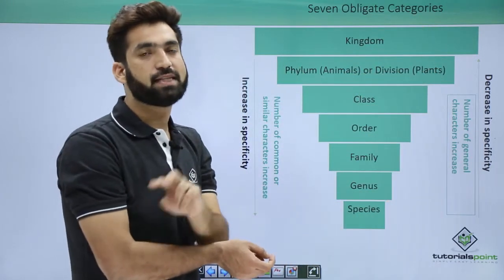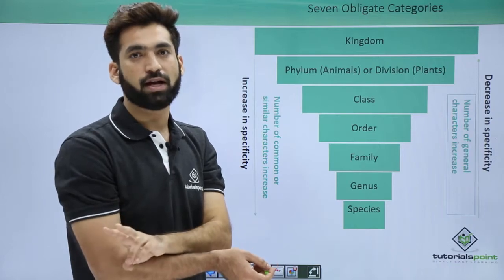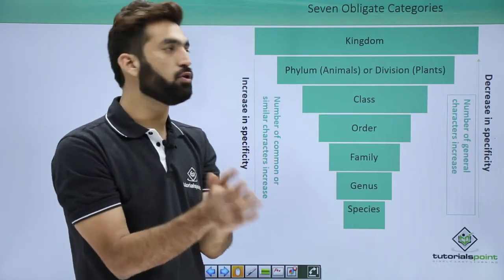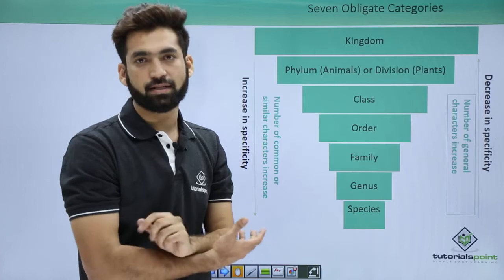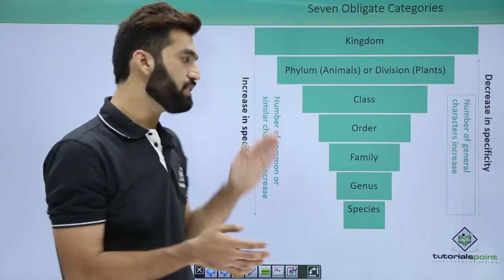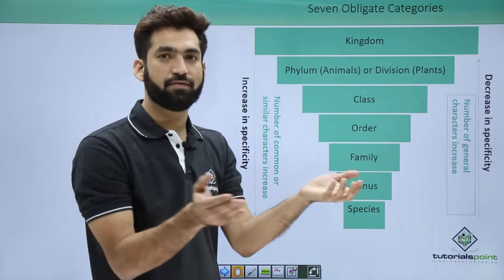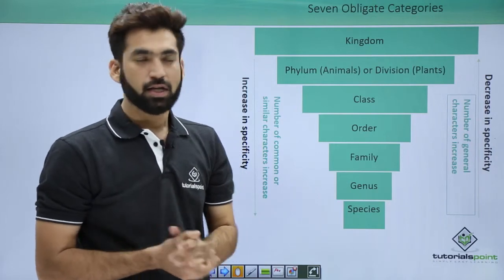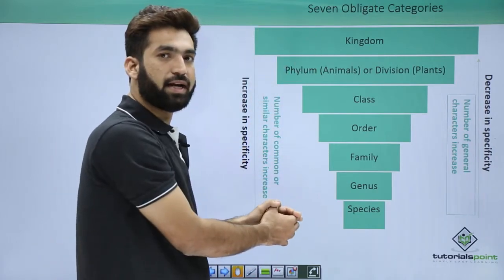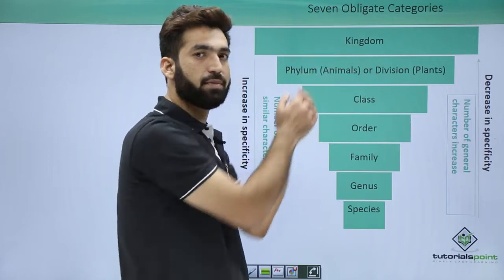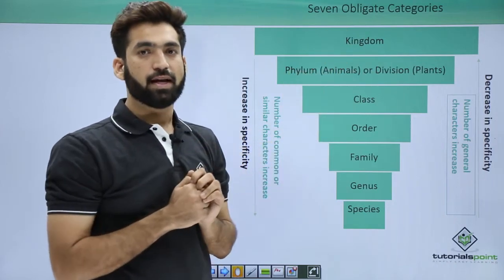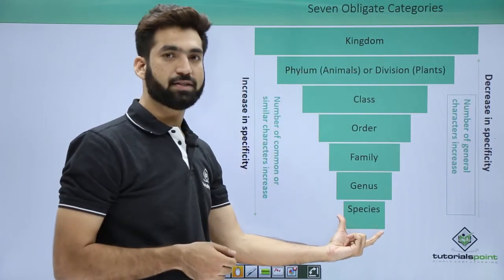Say we were talking about potato and tomato. Potato and tomato both belong to the same kingdom called Plantae. But they have the maximum similar characters at their family, because the family called Solanaceae is the same. So when you move down, the number of similar characters increases. When you move up, the number of general characters increases. In the next session, we'll be talking about species.